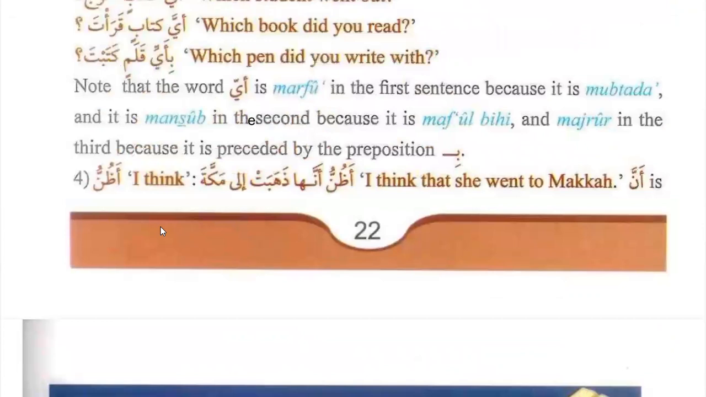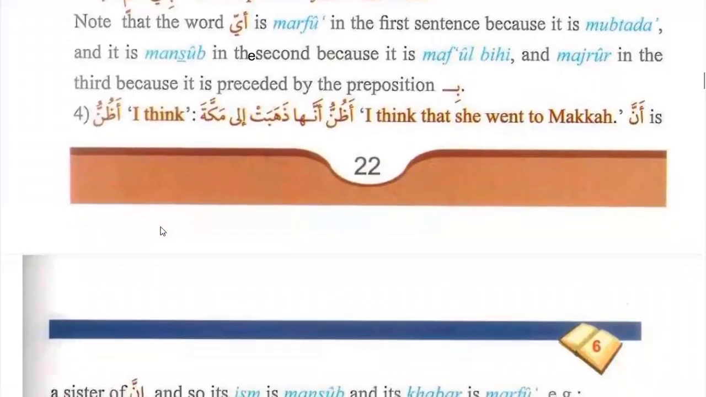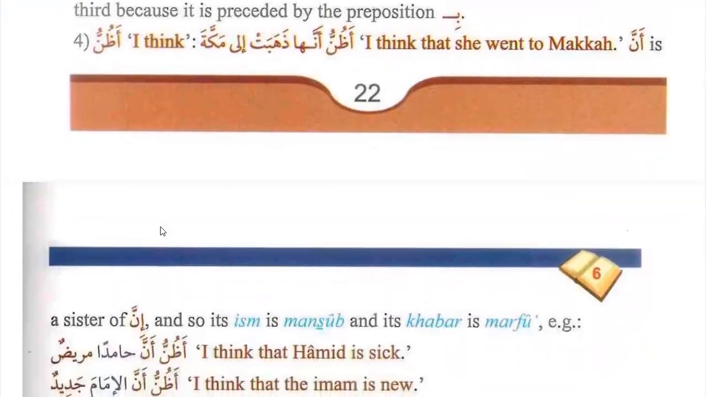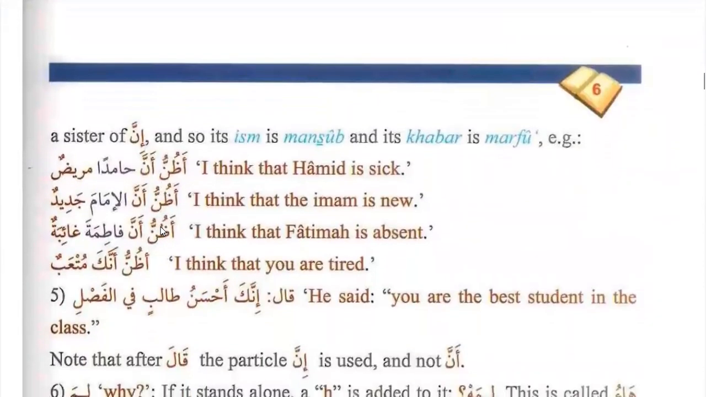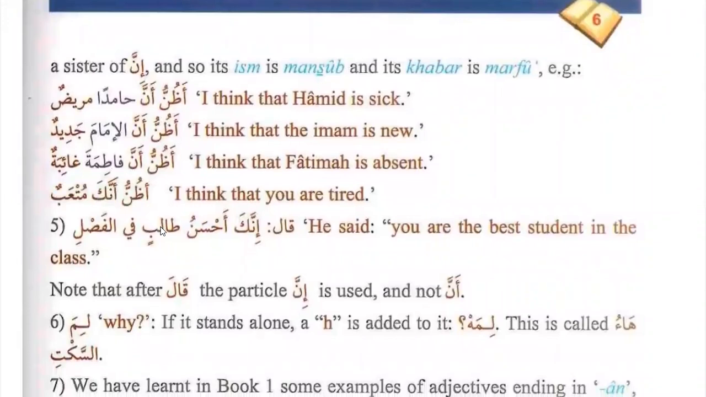Amina, number four. Adhunnu anna hadhihi dhahabat ila Makkata. I think that she went to Makkah. Anna is the sister of Inna. And so its ism is mansub, and its khabar is marfu.